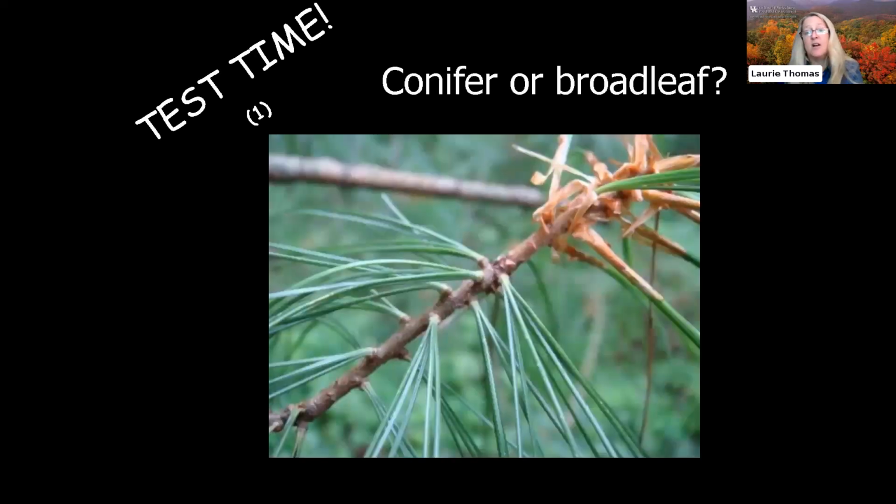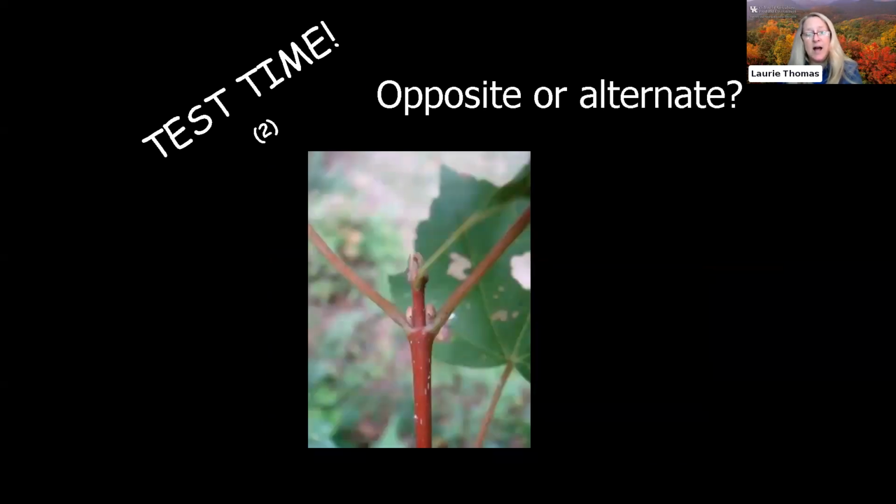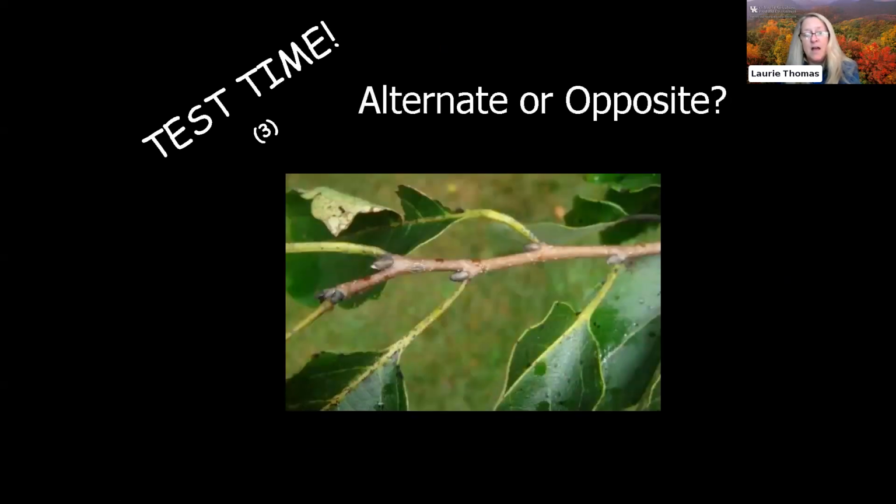Test time. Is this a conifer or a broadleaf? Hopefully everybody's going conifer. It's a needle type tree. So yes, how about this? Is this opposite or alternate? This one's easy to see, buds and leaf stem. Hopefully everybody got that it's opposite. Good deal. Alternate or opposite, talking about leaf arrangement still. Do we think these leaves are alternate or opposite? Hopefully everybody's seeing that they are alternate. You can see we got a leaf here and a bud there, and then we zag down here, alternate down here for our next one.